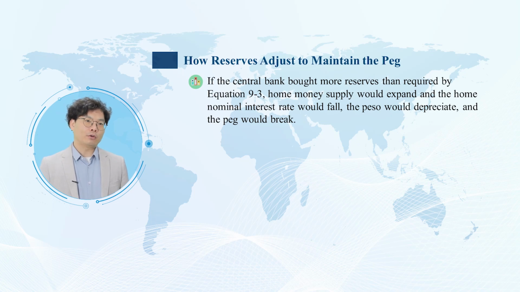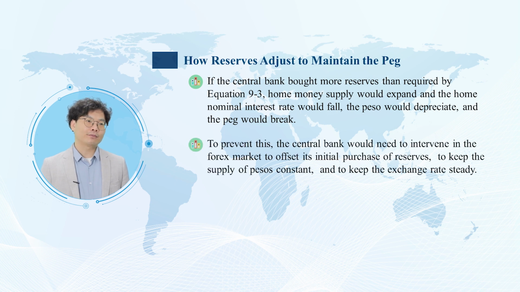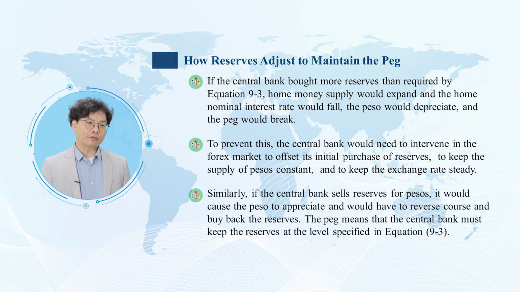According to the above, we find that if the central bank bought more reserves than required, the home money supply would expand and the home nominal interest rate would fall. Further, the peso would appreciate and the peg would break. To prevent this, the central bank would intervene in the forex market to offset its initial purchase of reserves. Conversely, if the central bank sells reserves for pesos, it has to buy back reserves. In this way, the central bank could constantly keep the peso supply.